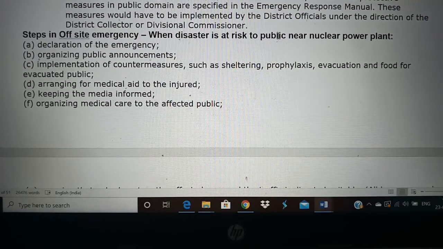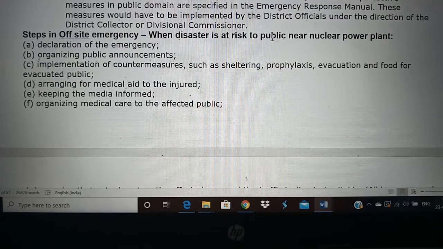Then countermeasures, that is providing shelter for the people and emergency treatment. Prophylaxis means preventive treatment. Then evacuation, removing the people from the affected area to a safe area and providing food for the public who have been evacuated. All this is done, and if anybody is injured or exposed to radioactive material, they are given medical care. Either they are taken to the hospitals or doctors come to the particular area and provide first aid to them, and the police and the media are informed, so that information is provided to everybody.